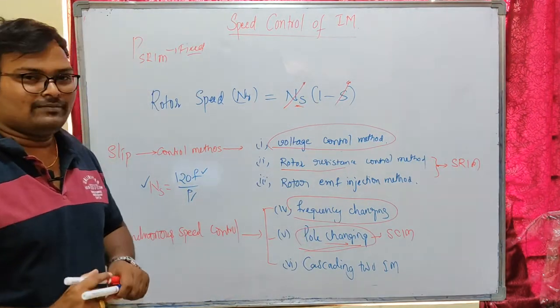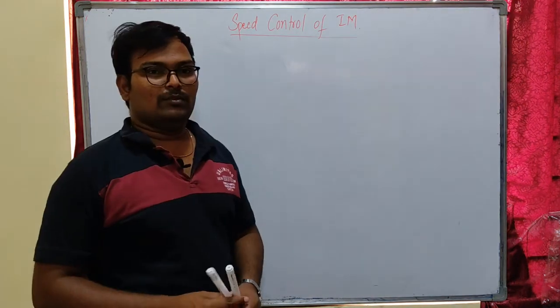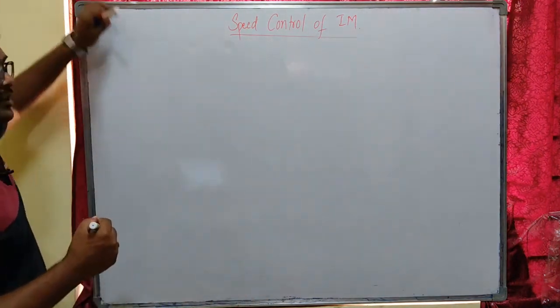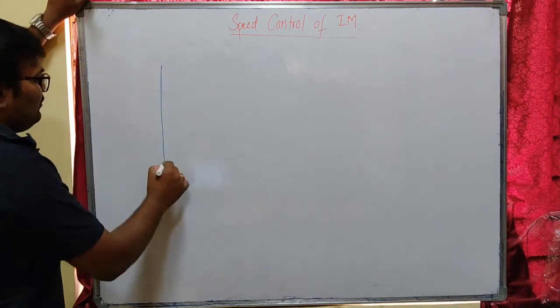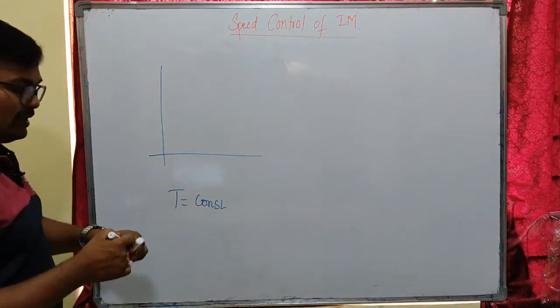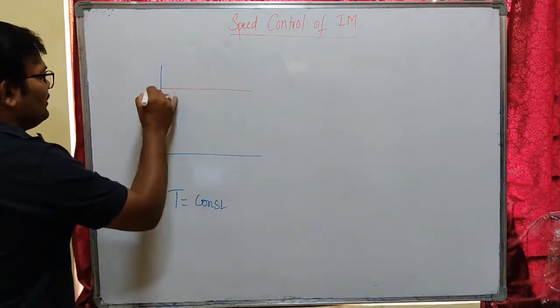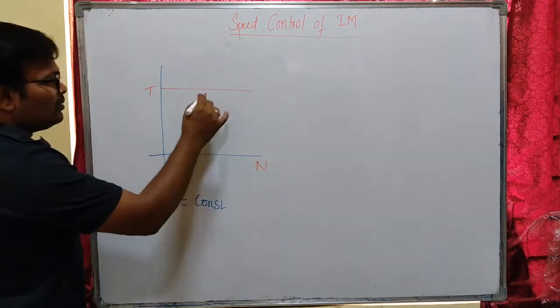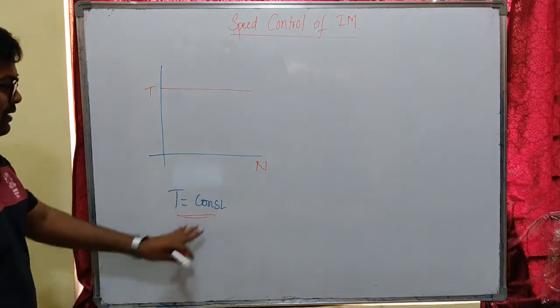Okay, let us see one by one. First one is voltage control method. And one more thing, for all these speed control methods, there are two types of drives. One is constant torque drive, that means torque should be constant irrespective of the speed, irrespective of the load. This is one type of drive, that is constant torque drive.